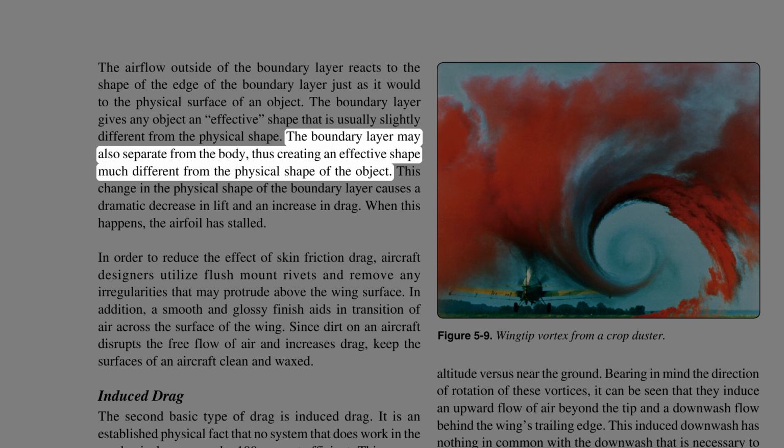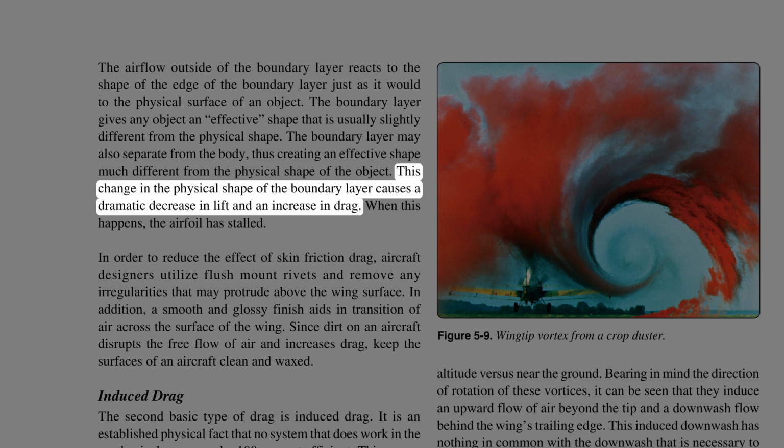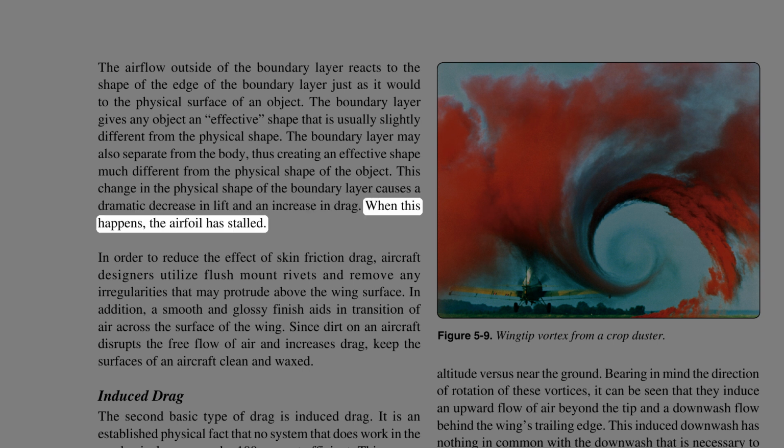The boundary layer may also separate from the body, thus creating an effective shape much different from the physical shape of the object. This change in the physical shape of the boundary layer causes a dramatic decrease in lift and an increase in drag. When this happens, the airfoil has stalled.